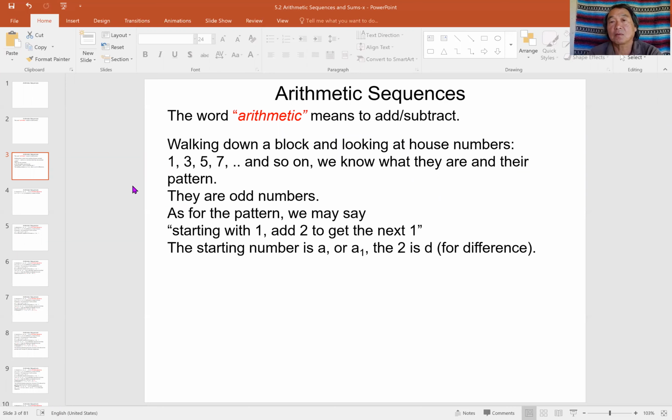When we describe it specifically, we say it starts with the number 1, then keep adding 2 to get to the next number. So this is the pattern. And versus what? Versus the other type.